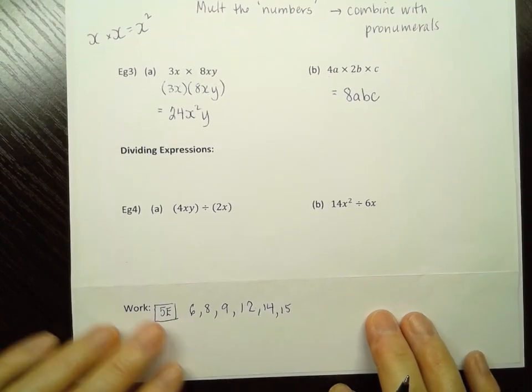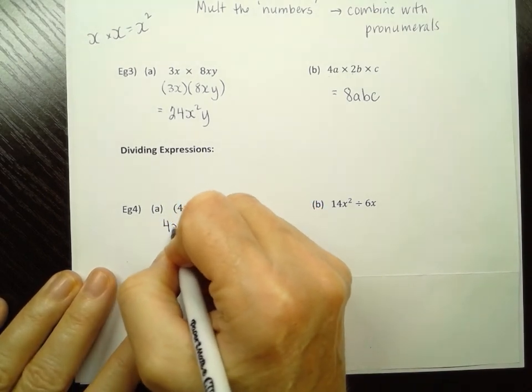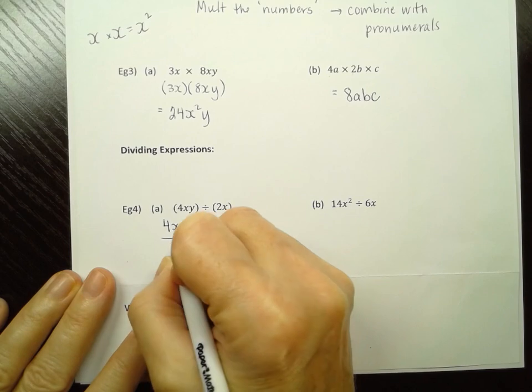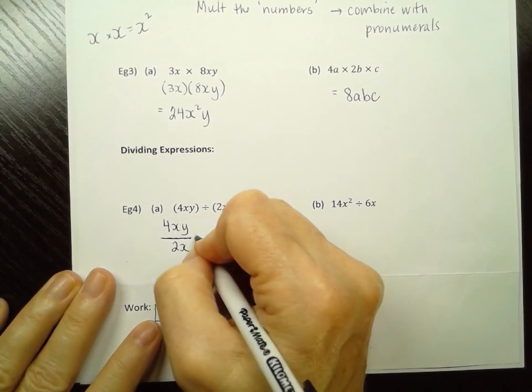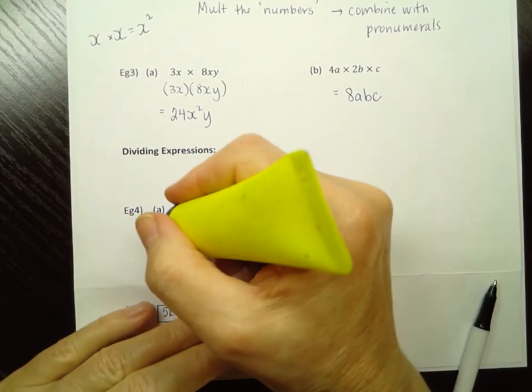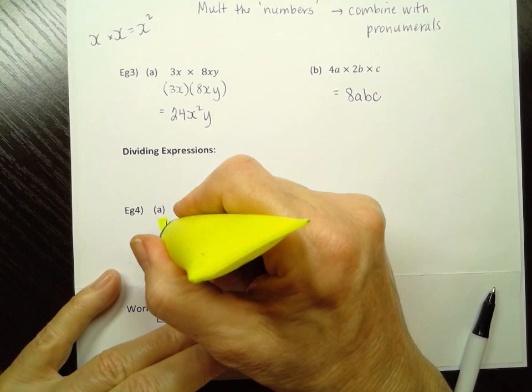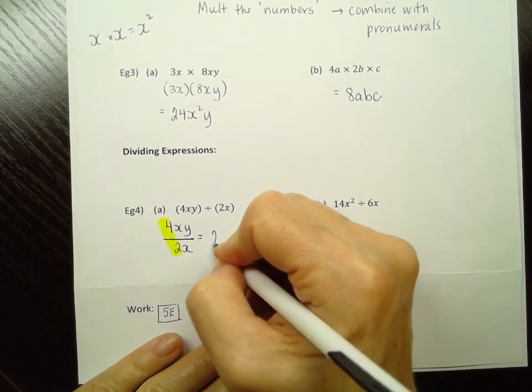Okay, dividing is a little bit different. But when I divide, I make the fraction, so I get 4xy over 2x. That's what division means. This is the division bar, the vinculum. And when I do that, I want you to be really careful with this. I first just look at the numbers. So I do 4 on 2. Well, 4 on 2 is just 2.